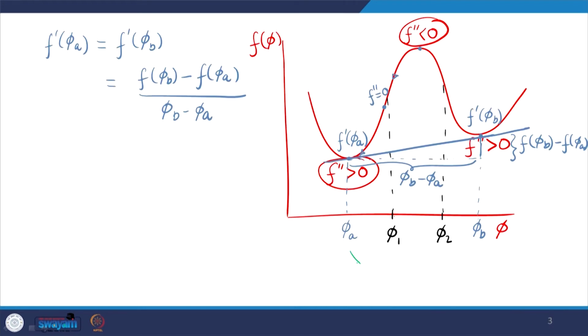So, these two volume fractions define what is known as the binodal composition, or the coexistence composition.